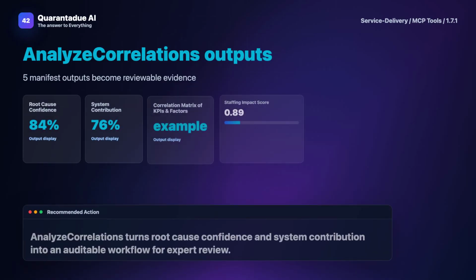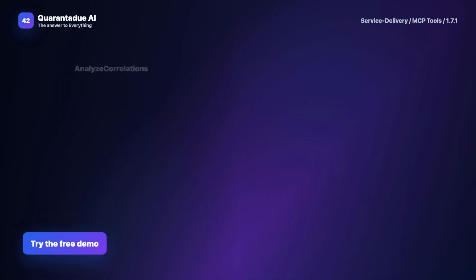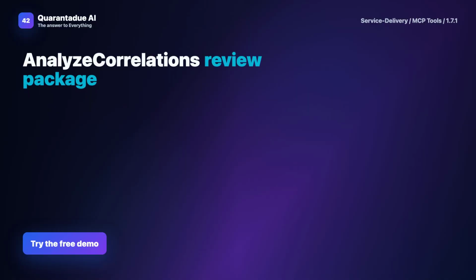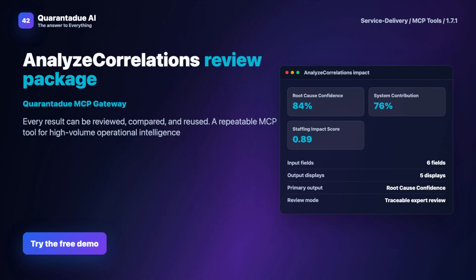Scenario modeling allows you to ask what-if questions such as how increasing support staff might impact resolution times. Here's a hypothetical example. Consider a telecom service provider. Their network outage incidents increase by 20% and customer churn rate rises slightly. Using AnalyzeCorrelations, they correlate these KPIs with contextual data: recent firmware updates, technician training cycles, and weather events.